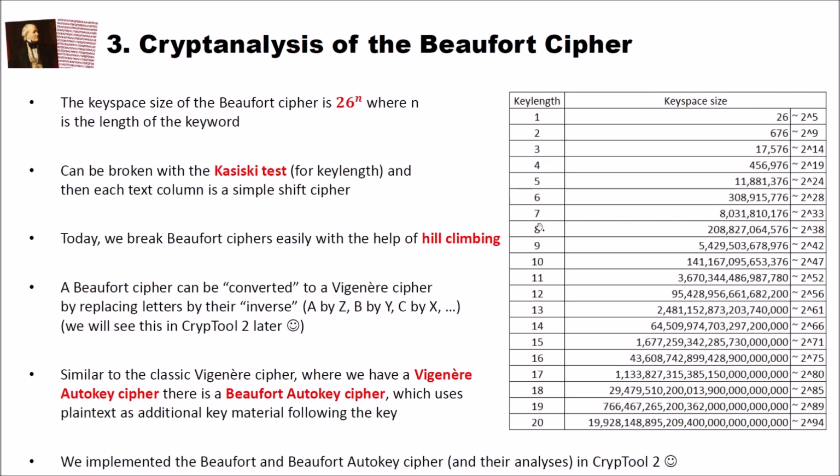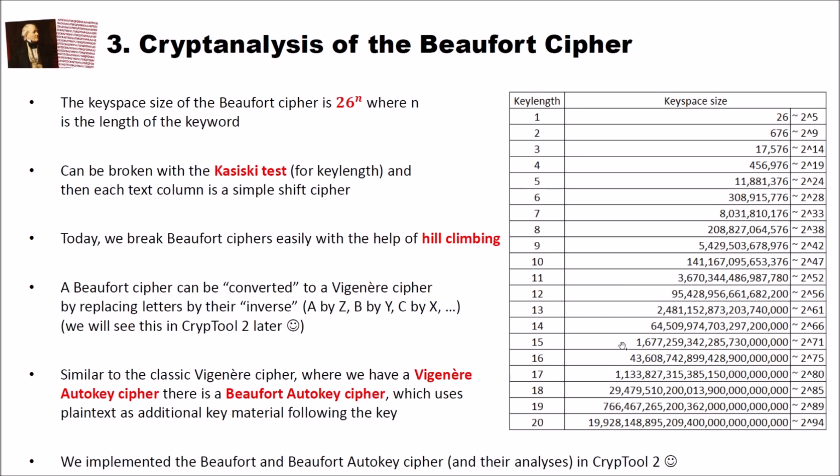Viewers who already know the Vigenère cipher also know that this is the exact same computation that we would have done for the Vigenère cipher. So for a key length of 1, we have 26 possible keywords, A to Z, which is about 2 to the power of 5. Then when we add an additional letter to our keyword, we get 676 different keywords. And the more letters you add to the keyword, the bigger our key space size is.